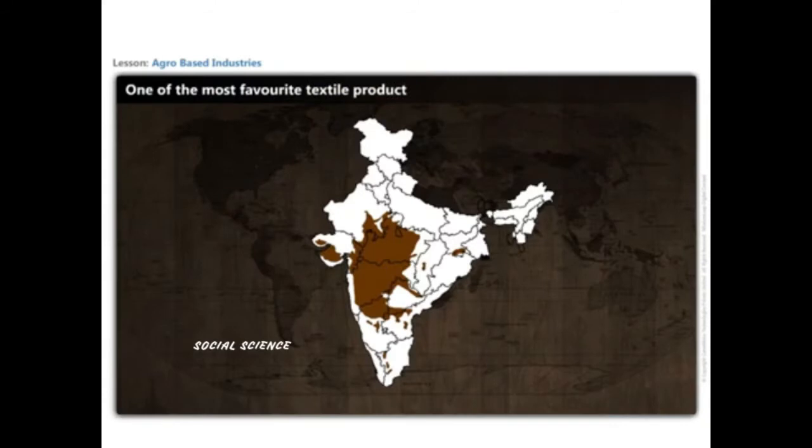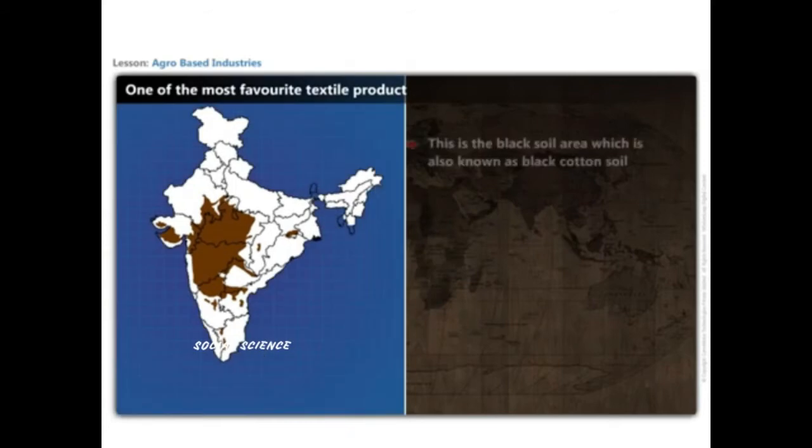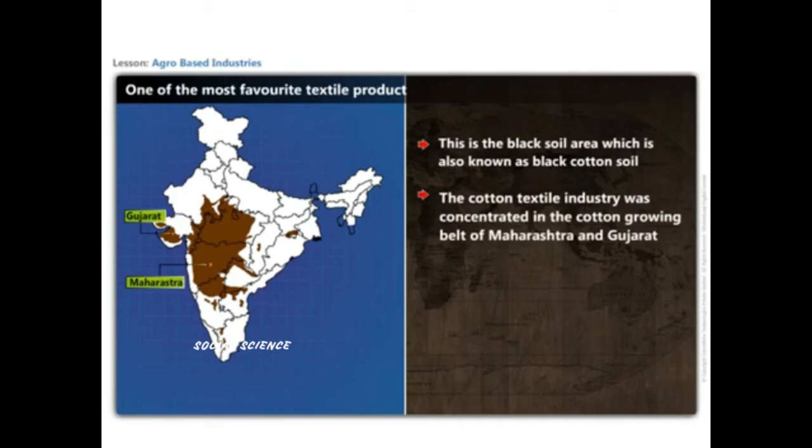Can you identify the area on the map? What is it known for? This is the black soil area, which is also known as black cotton soil. The cotton textile industry was concentrated in the cotton growing belt of Maharashtra and Gujarat.